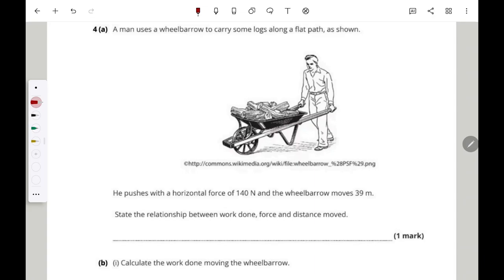A question can have complicated parts. You might find the complicated part to be C or D at the very bottom, but the beginning of it is always very simple. Look at this question, for example. It says a man uses a wheelbarrow to carry some logs along a flat path as shown. You can see it's somebody using a force because he's carrying them, and obviously the cart is moving a certain distance. It tells you that he pushes with a horizontal force of 140 newtons. This is the force that we're looking for.